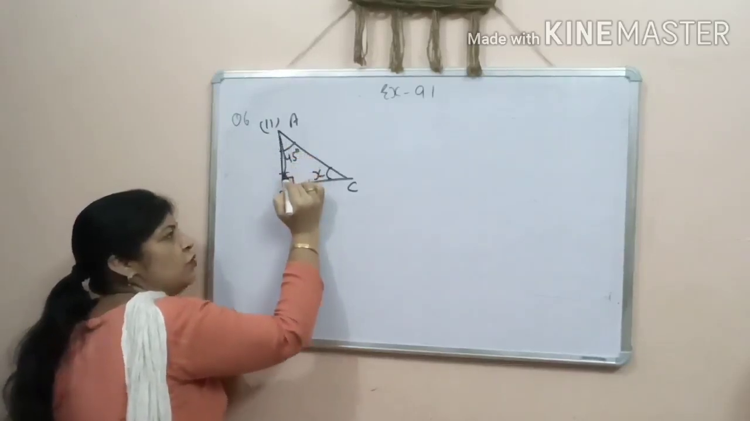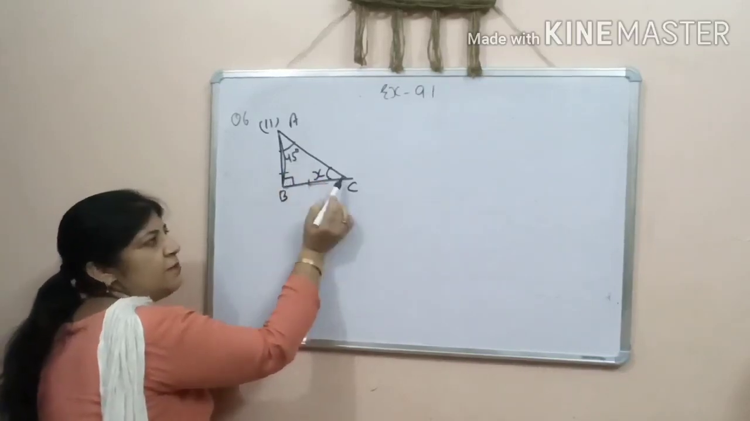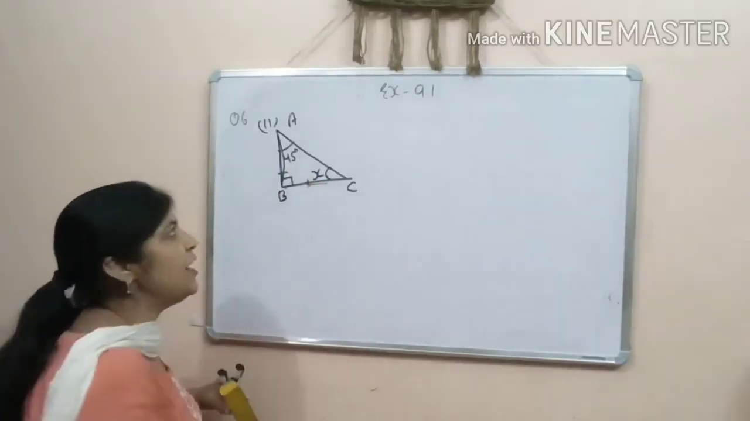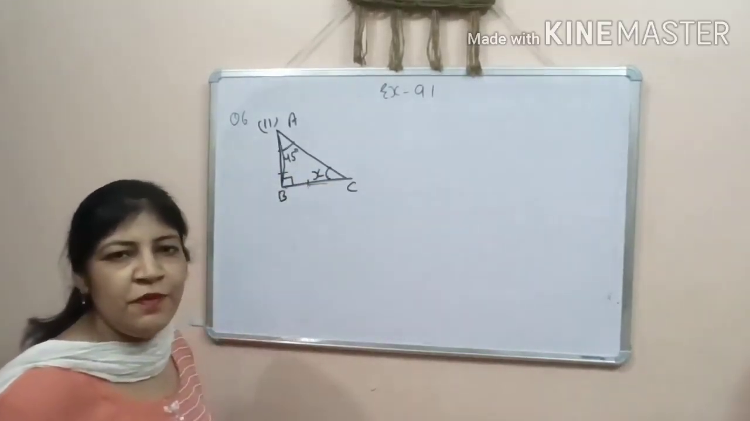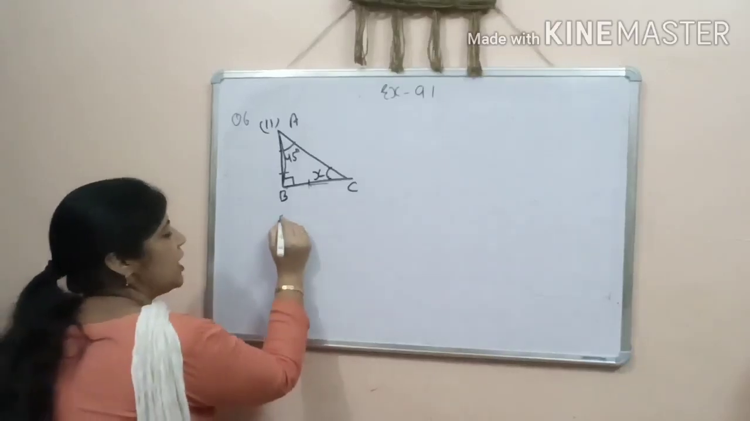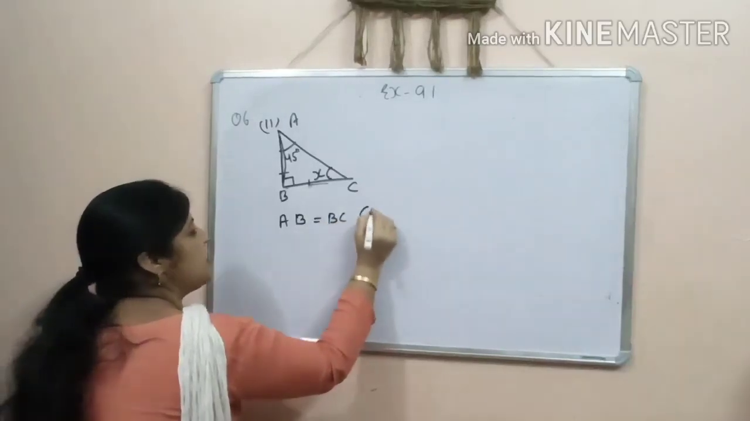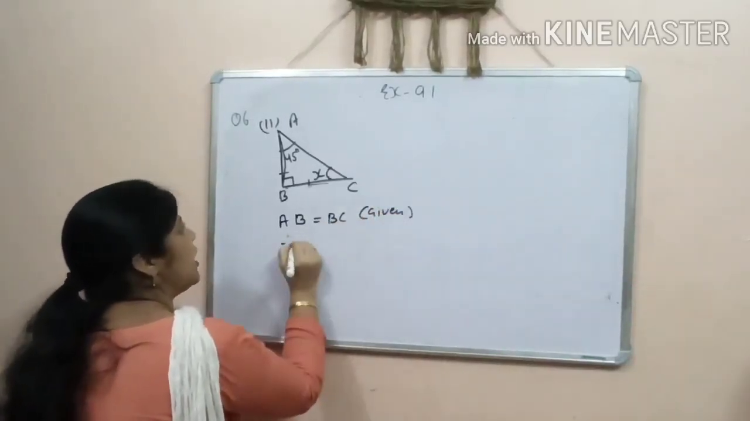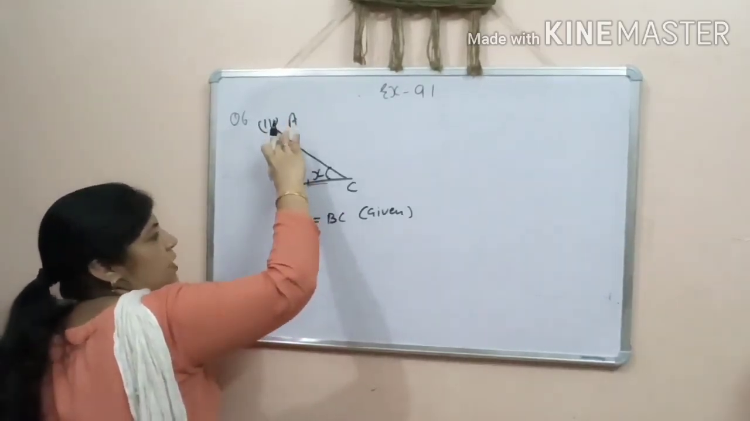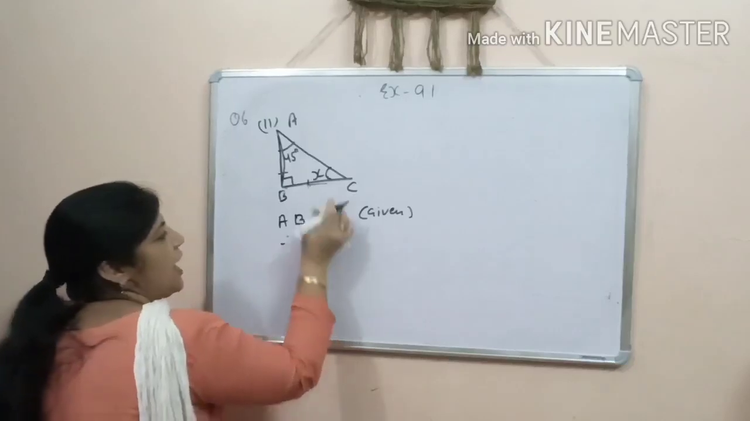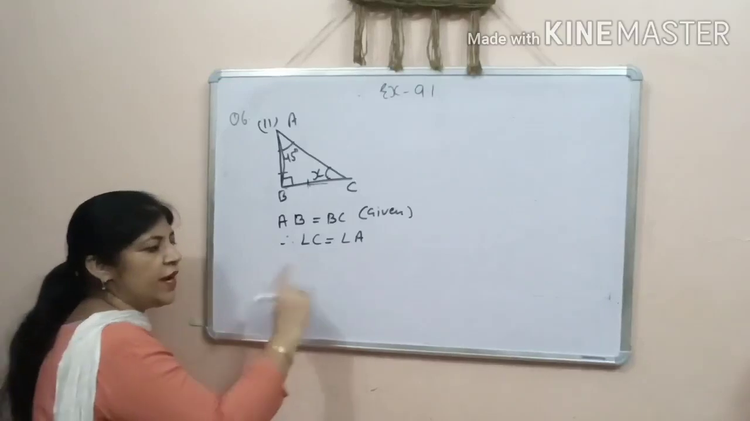The angle opposite to AB is C and the angle opposite to BC is A. It means angle C will be equal to angle A. Angle A is 45 degree. So angle C will also be 45 degree because AB is equal to BC. This is given to you. So therefore, angle opposite to AB is C. Angle opposite to BC is A. So therefore angle C will be equal to angle A.